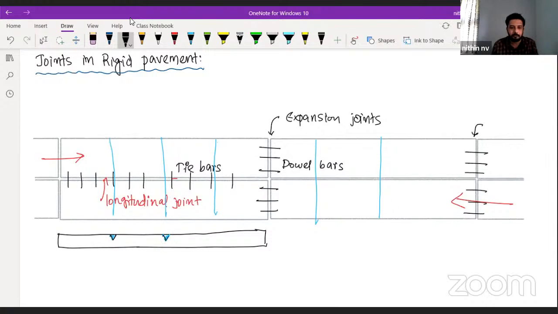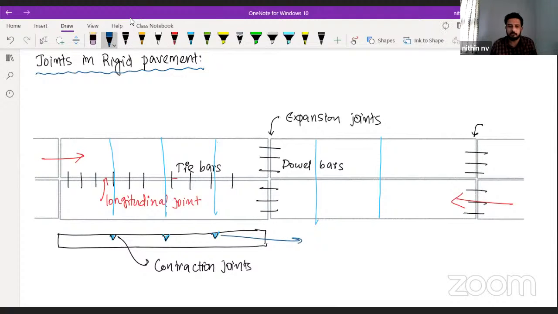We are going to fill it, obviously. So these are known as contraction joints. What do you mean by contraction joints? To take care of the contraction of the slab in winter seasons. And these are given in terms of grooves.